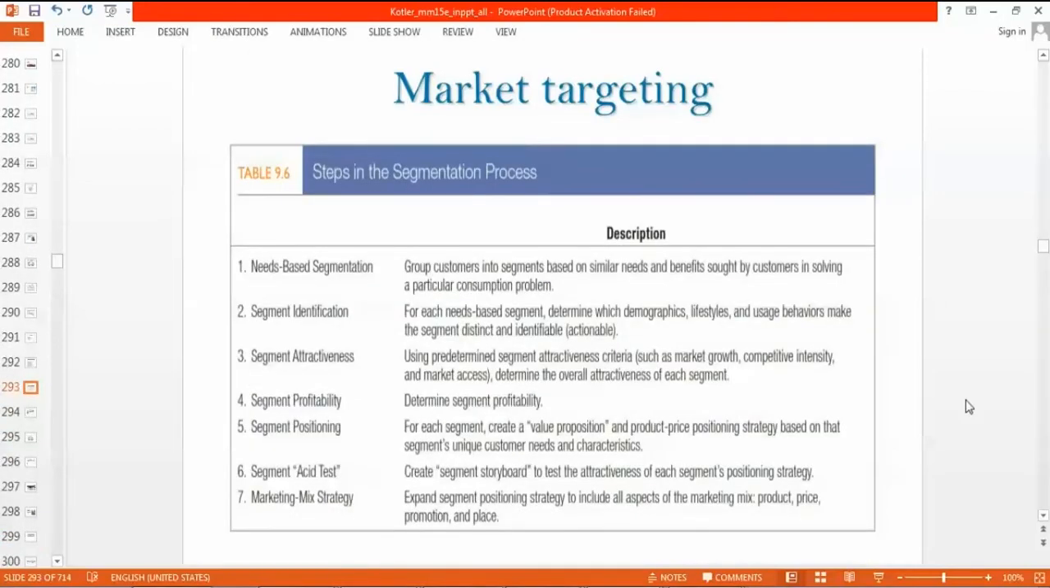Alright. So this is the step in the segmentation process: to identify the needs, the segment, the attractiveness, the profitability, and the value proposition. Our value proposition supposedly suits their needs and wants, and then the storyboard and the marketing mix. So we identify the needs and wants for the product, price, promotion, place, etc. So basically all this will be answered within the clustering model.